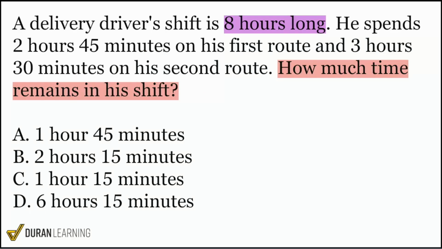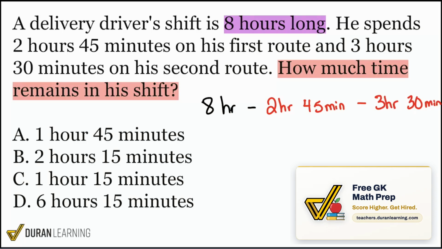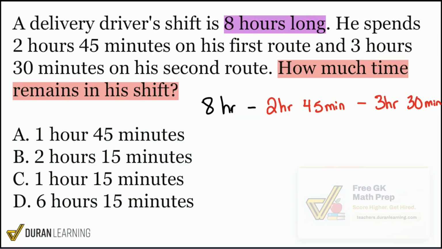Okay, so to me, everyone, it sounds like we're going to take the 8-hour shift and we are going to subtract these two instances of time. We're going to subtract the 2 hours and 45 minutes, and we're also going to subtract the 3 hours and 30 minutes. Everyone, would you agree with that before I continue? Because we're trying to find how much time remains on the shift, we're just trying to take away the amount of time that we spent here and the amount of time that we spent there from the original 8 hours. Yeah, that's what we want to do. So we're going to take the time away.